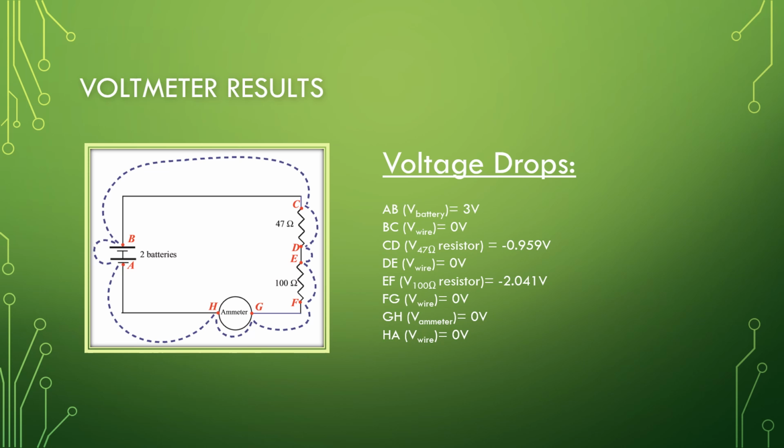When measuring the voltage drops across each component of the circuit, as shown in the image to the left, we get that each of the voltage drops are as follows. The voltage drop across the battery is 3 volts, which is positive based on how we orient our voltmeter. Our voltage drop across each of our wires is 0 volts because they are ideal for this lab. Our voltage drop across the 47 ohm resistor is negative 0.959 volts, and the voltage drop across the 100 ohm resistor is negative 2.041 volts. The voltage drop across the ammeter is also 0 volts because it is ideal. Notice that the summation of all of these values is equal to 0.